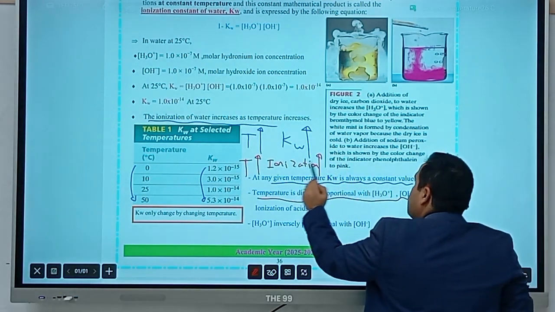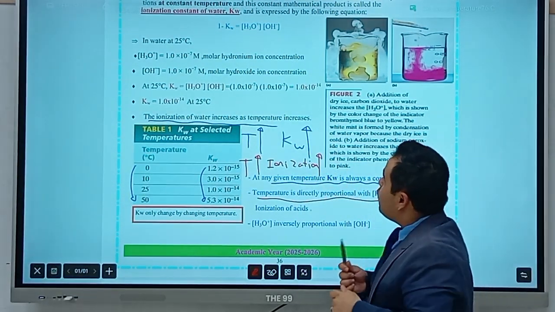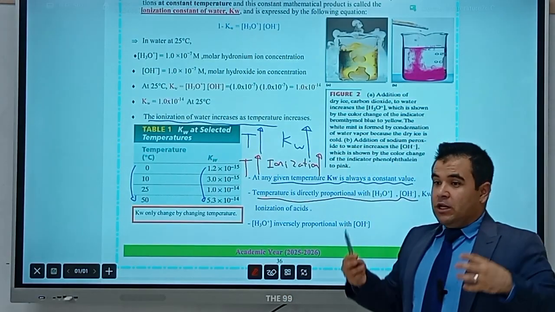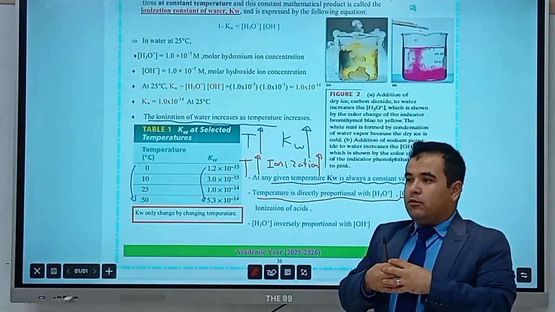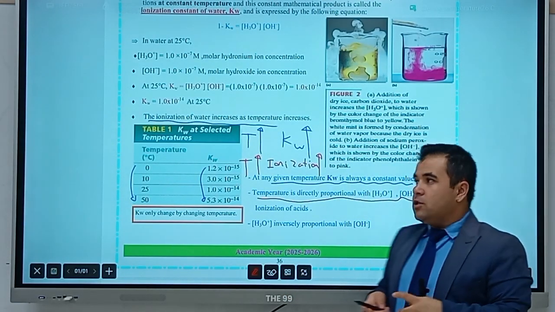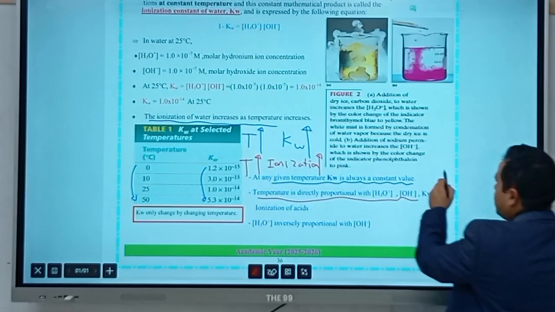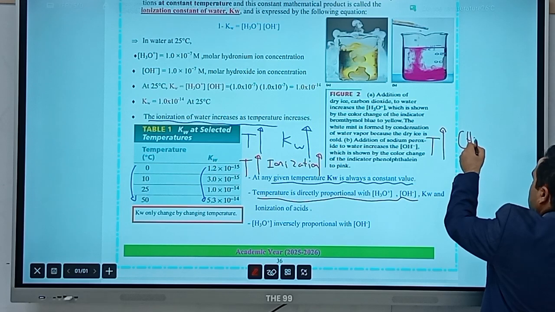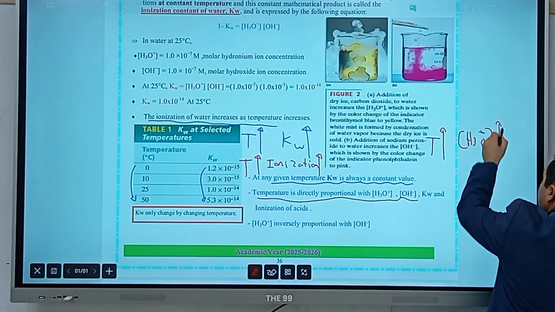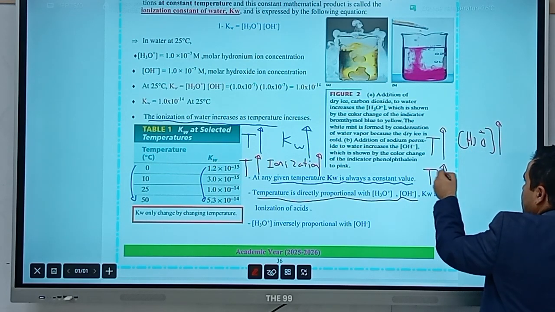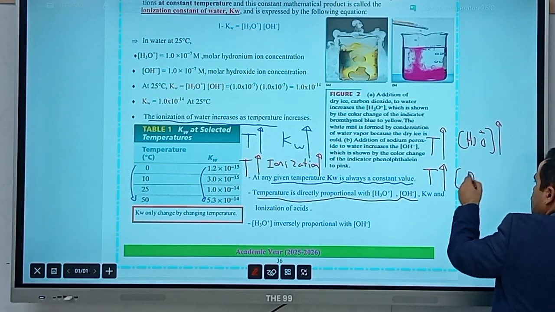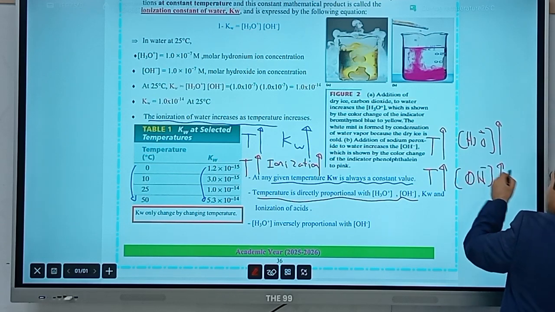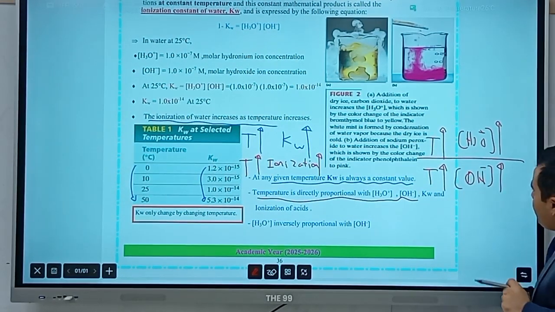Guys, as the ionization of water increases, what will be the product of the ionization of water? The 2 water molecules self-ionize. Of course, hydronium and hydroxide. So we can say the third relation is what? As temperature increases, the concentration of the hydronium increases. The fourth relation, as temperature increases, the concentration of hydroxide increases as well.